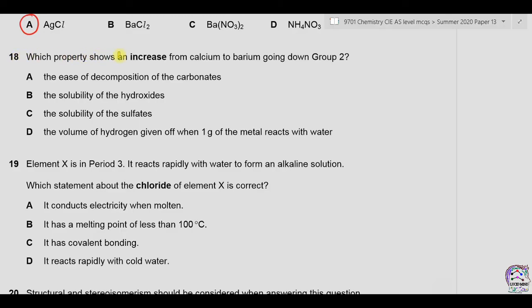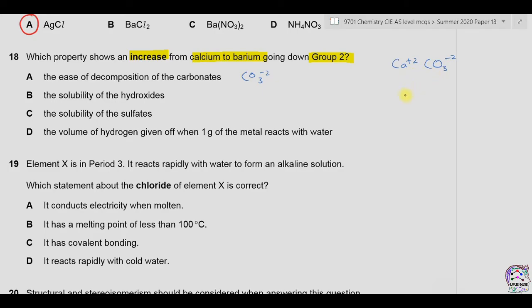Question 18. Which property shows an increase from calcium to barium going down in group 2? A. The ease of decomposition of the carbonates. Now the carbonates of group 2 actually become more stable going down in group 2. This is because whenever we go down in group 2, the size of cation increases. And when the size of cation increases, it means the polarizability of the cation actually decreases down the group. When the polarizability decreases, so therefore bond strength increases and therefore it is difficult to decompose the carbonate.